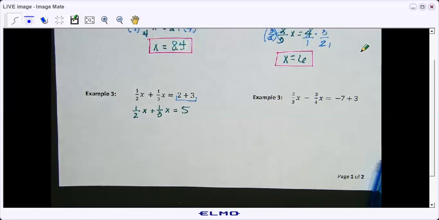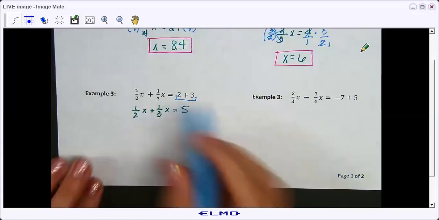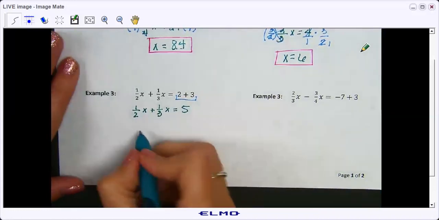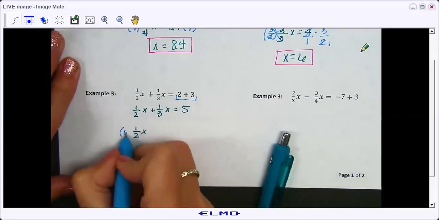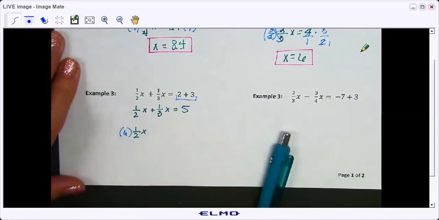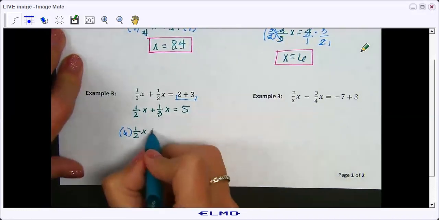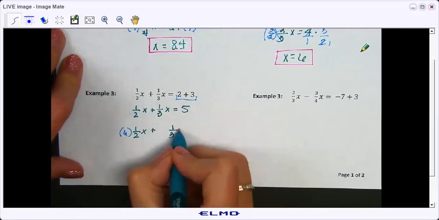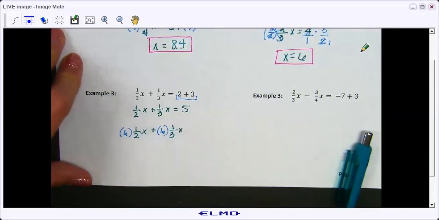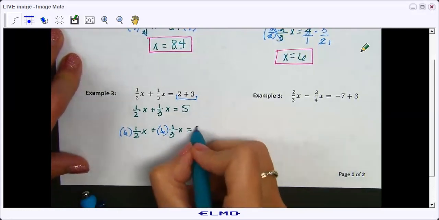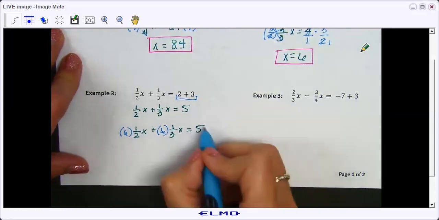6. So watch what I do. I am going to take 1/2 x and multiply this by 6. Then I'm also going to take 1/3 x and multiply that one by 6. If I multiply my left side by 6, I must multiply my right side by 6.